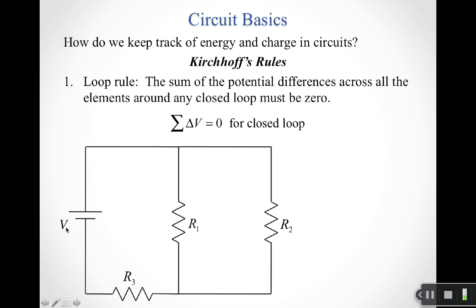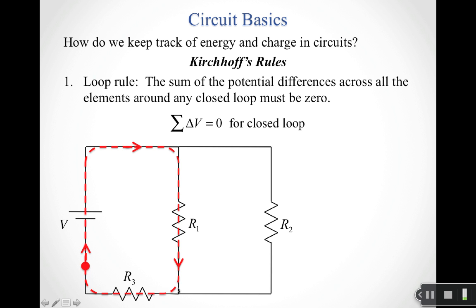So you'll notice here's a simple circuit. It has a battery. That battery has some voltage. It's providing a potential difference. Here are all of our wires. They're connected to 1, 2, 3 resistors. And so what happens when we think about the loop rule is basically it says, well, pick some closed loop.